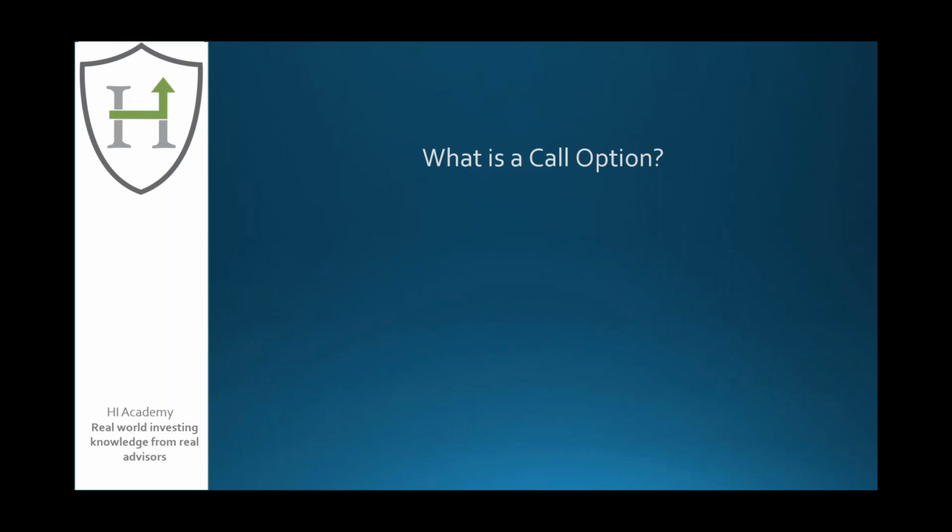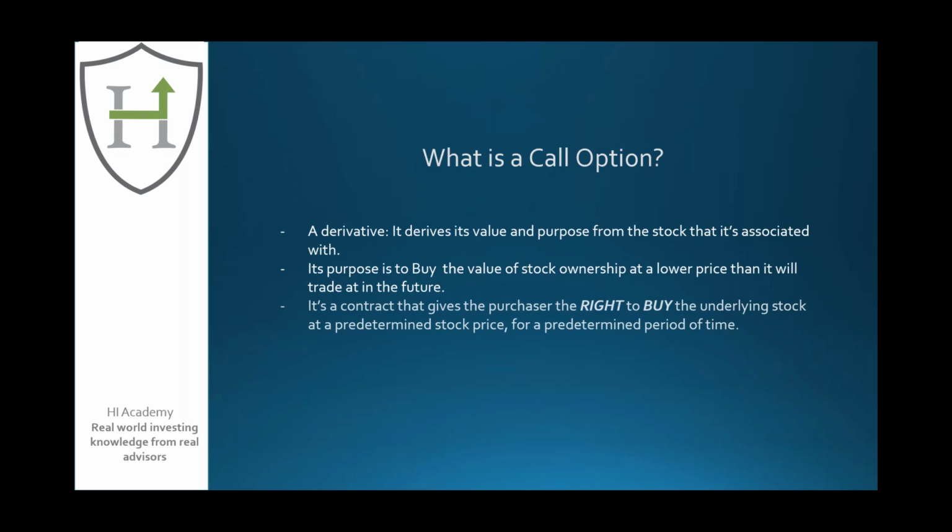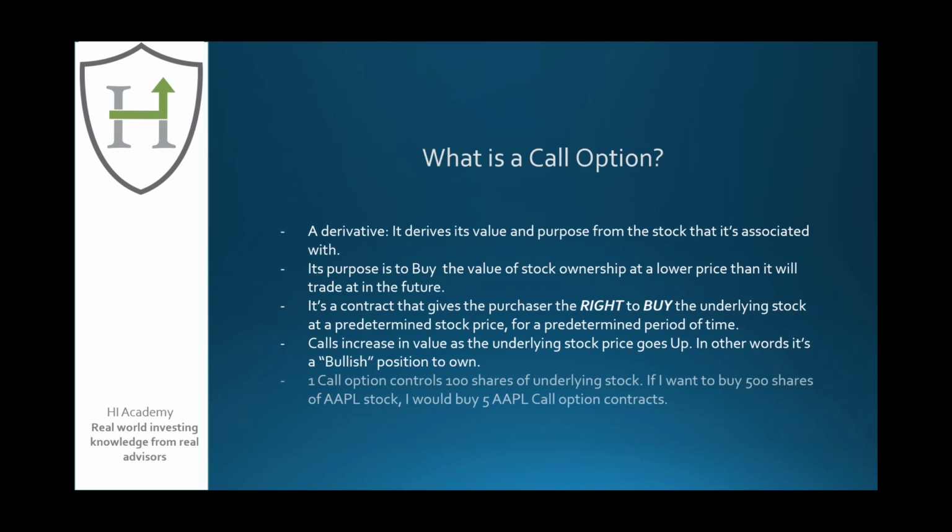If we go over the call option, probably the most common position. Again, it is a derivative. Its price will be made up based on certain characteristics of a stock price, most likely. Its purpose is to buy that stock at a cheaper price than it will be trading somewhere in the future. It's a contract that gives the purchaser the right to buy the underlying stock at a predetermined price for a predetermined period of time. These calls will increase in value as the stock price goes up. In other words, it's a bullish position to own or a bullish options instrument.